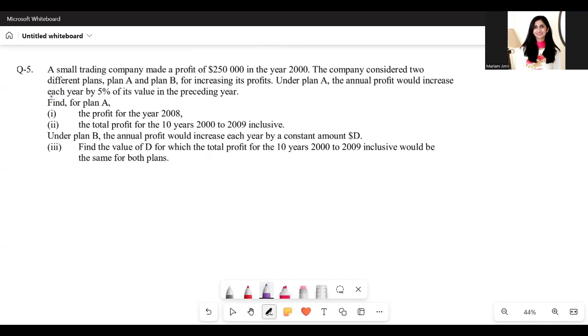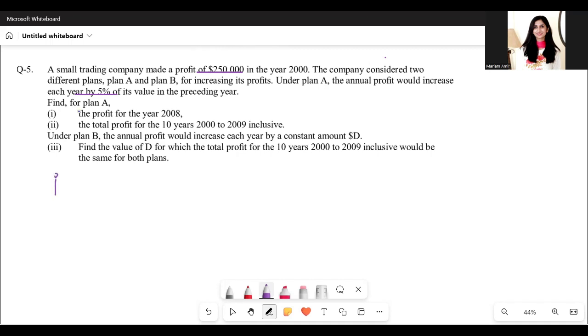Let's do this question. A small trading company made a profit of 250,000 in year 2000. The company considered two different plans, Plan A and Plan B, for increasing its profit. Under Plan A, the annual profit would increase each year by 5% of its value in the preceding year. For Plan A, find the profit for the year 2008.